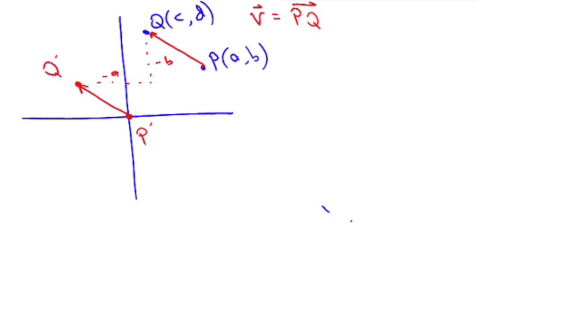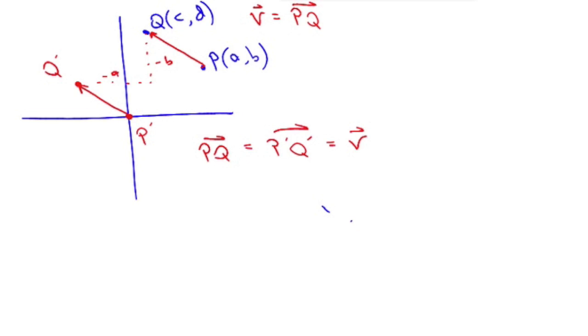So what's true about the vector PQ and the vector P prime Q prime? What's true about those two vectors? They're exactly the same. So PQ is the same as P prime Q prime, which is basically the same as vector V. That's why I like the vector V notation better than the P and the Q one.